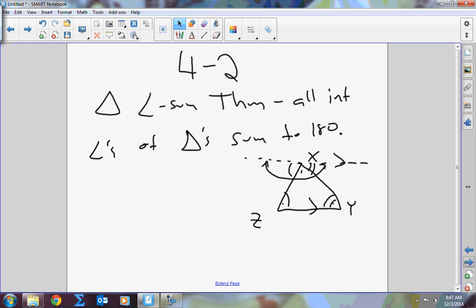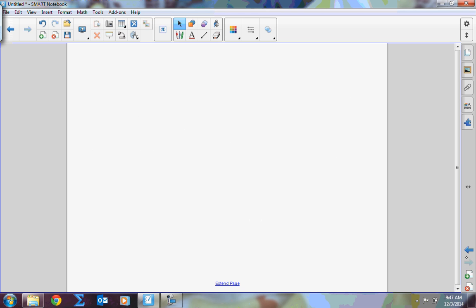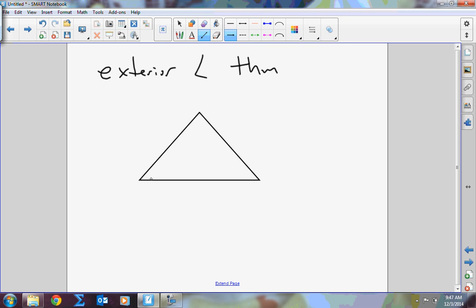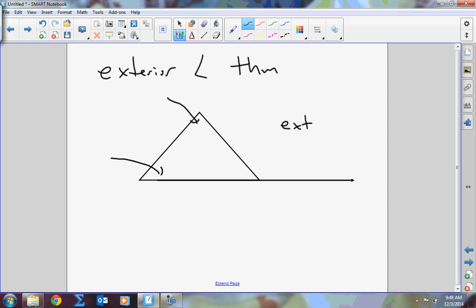Now, the other big thing that came from 4.2 was the exterior angle theorem, maybe? Alright, and that just says that if you take a triangle, so let's do that. Let's take a triangle. Alright, and we're going to create an exterior angle. So the way that I create an exterior angle is by extending that. So remember, exterior is outside, so here's the exterior angle, and then these are interior angles, but they were far away from that angle, so we call them remote.